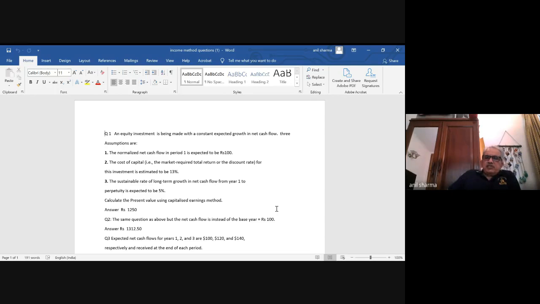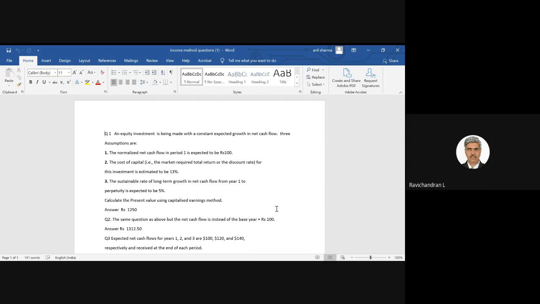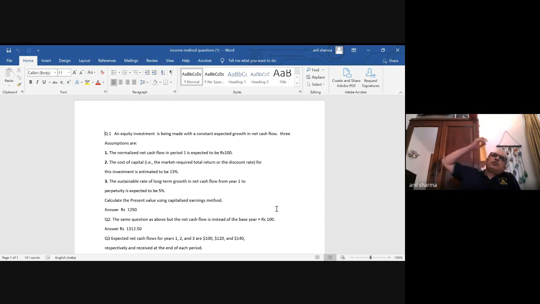Now, suppose instead of the normalized cash flow for period 1, this thing is 100 in the base year, then what will it be? I told you the method, right? If you take the base year, then you add the growth in the first year to calculate period 1. 100 into 1 plus G. So the rate of growth here is 5%. So 1.05 in the numerator into 100 upon 0.08. So it comes to 1312.50.